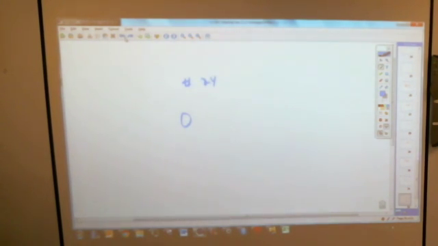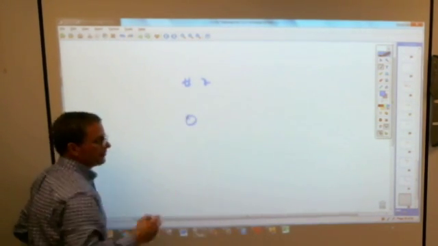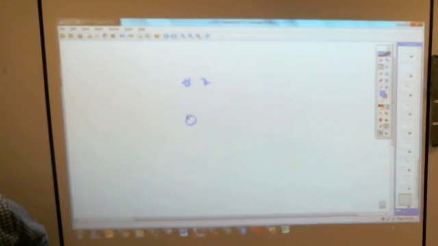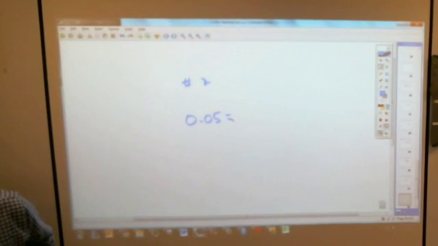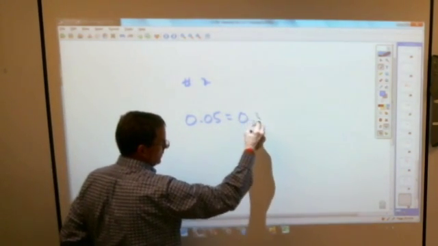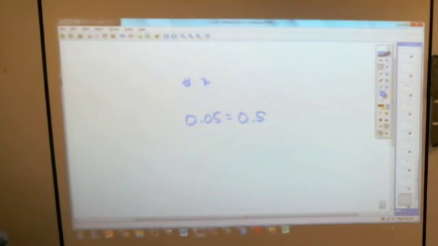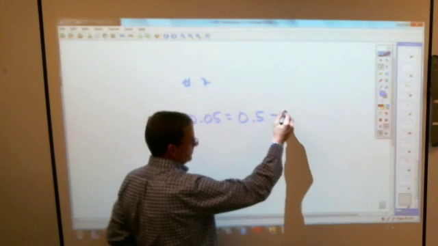Oh yeah, here's one. Write down this problem here. 0.05 equals 0.5 minus 0.15x.